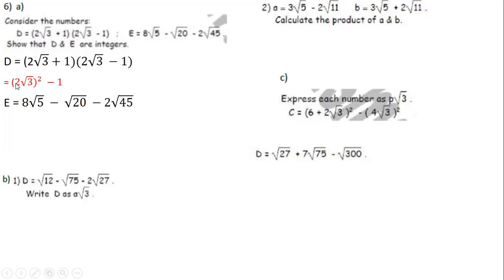2 radical 3 all of it squared. This squared is for whom? Only for the 2 or also for the 2 radical 3? Bravo. 2 squared, what's the answer? 4. Radical 3 squared, what's the answer? 3. 4 times 3, 12. So I get 12 minus 1 and the answer is 11. Look at 11. Is it an integer or not an integer? Yes, it is a positive number and it is an integer. Right. Now let's look at E.